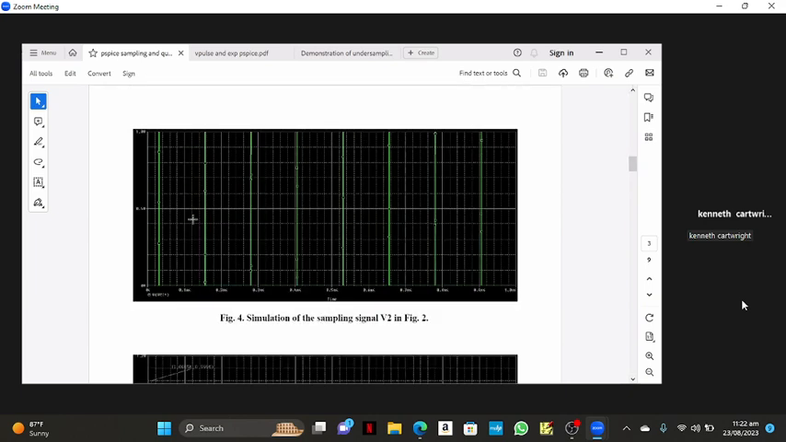What's the average value of this waveform? Over a period, what's the average value? What's the average value? Yeah, we did this in 320.